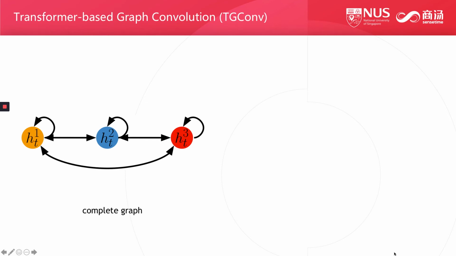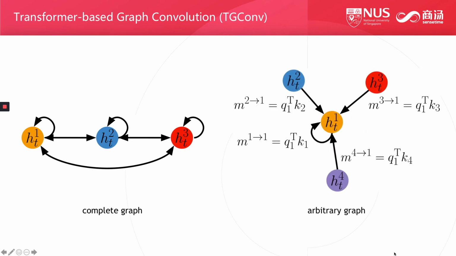With the idea of message passing, we can easily generalize it to an arbitrary graph. On an arbitrary graph, we just denote the message from each node to the other node using the self-attention mechanism, and we can implement the transformers on an arbitrary graph. We call this TGConv, transformer-based graph convolution. We use the TGConv to develop the spatial transformer module.